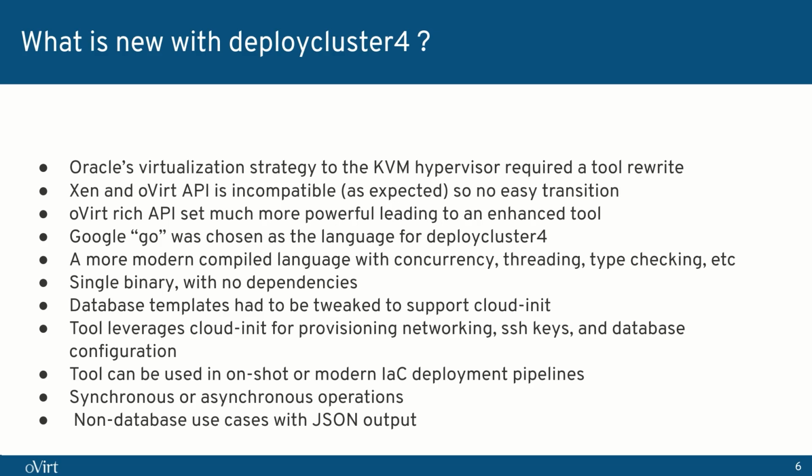The oVirt API set is much richer, and parallelization of tasks led us to instead diverge from Python and rewrite it in Google's Go language, which is, as you well know, probably what Kubernetes is written in. And we used it for its concurrency, threading, type checking, etc. And the fact that we could also output a single binary with no dependencies.